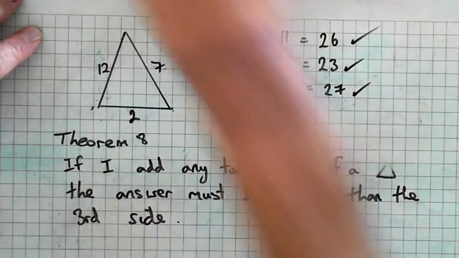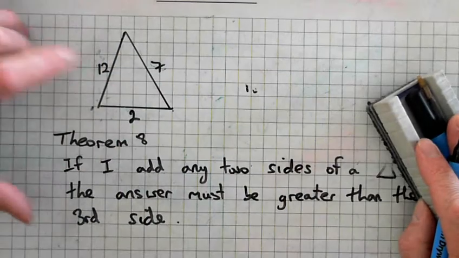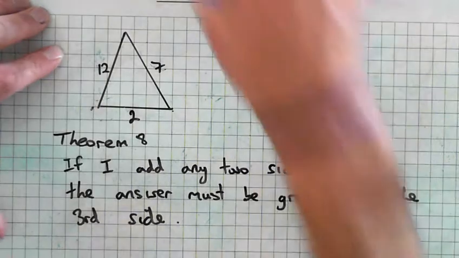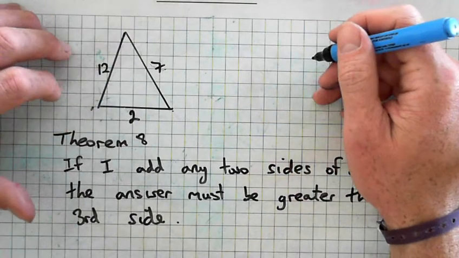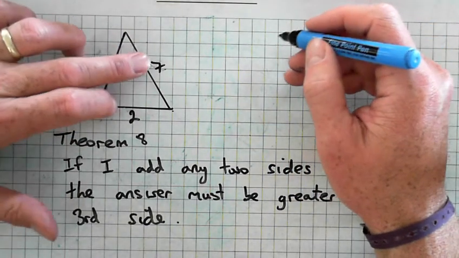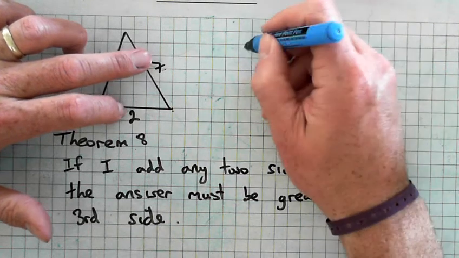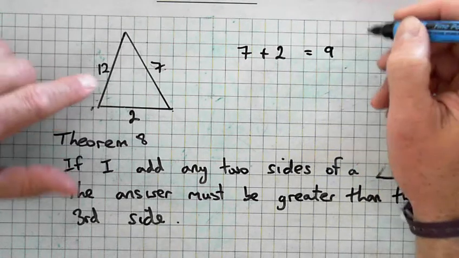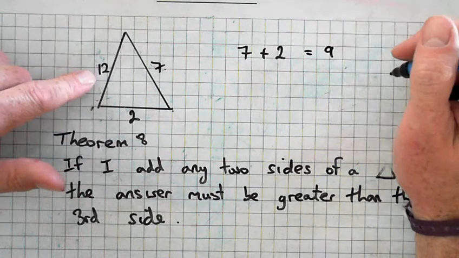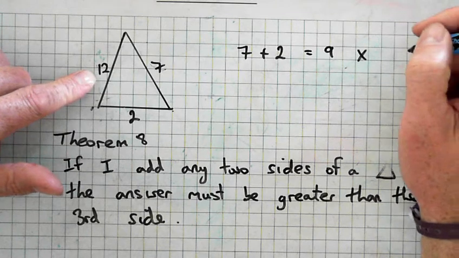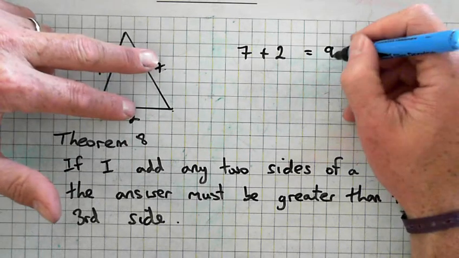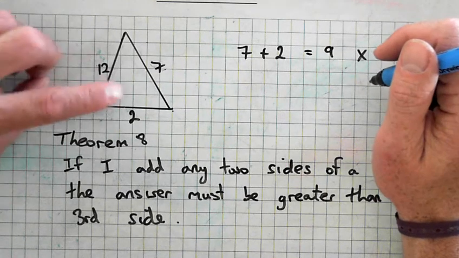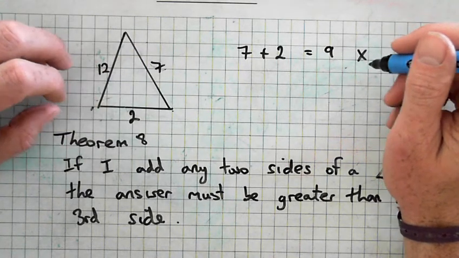Here's an example where it's actually impossible to draw this triangle. If I give you these measurements and you use the compass and set squares, it's impossible to draw this one. So we'll check, is this a proper triangle? If we add 7 and 2, that is equal to 9. Is that greater than the third side, 12? No, it's not greater. If I add these two, the answer is less, isn't it? This is not a proper triangle.